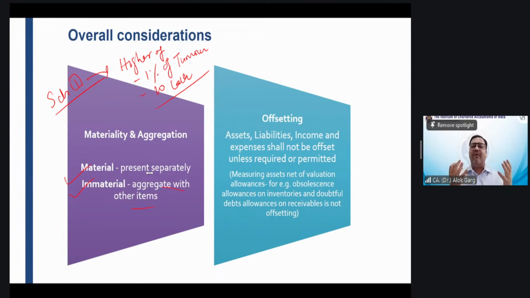So what is meant by offsetting? Offsetting means adjusting. Offsetting means setting off an asset or liability or an income or expenditure. Instead of showing it separately, you have to set it off. For example, asset, liability, income and expenses shall not be offset unless required or permitted. Means you can offset the assets, liability, income and expenses when it is permitted by any Ind AS. Let me give you an example.